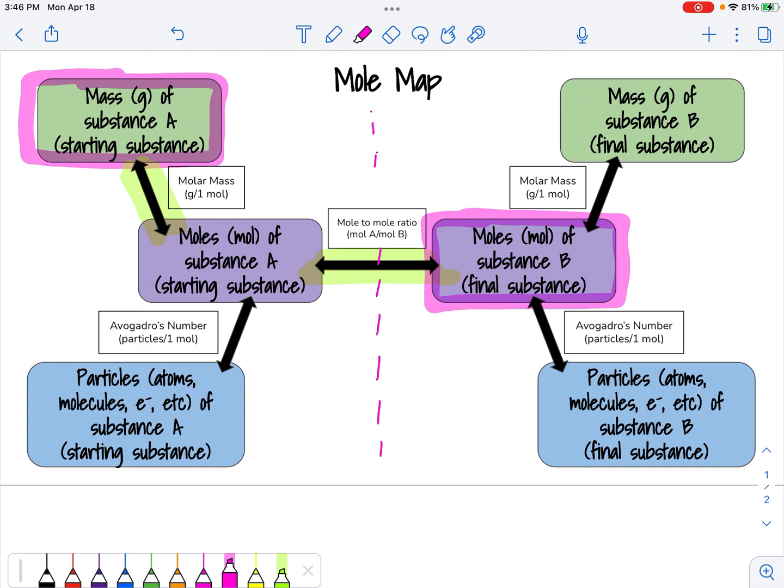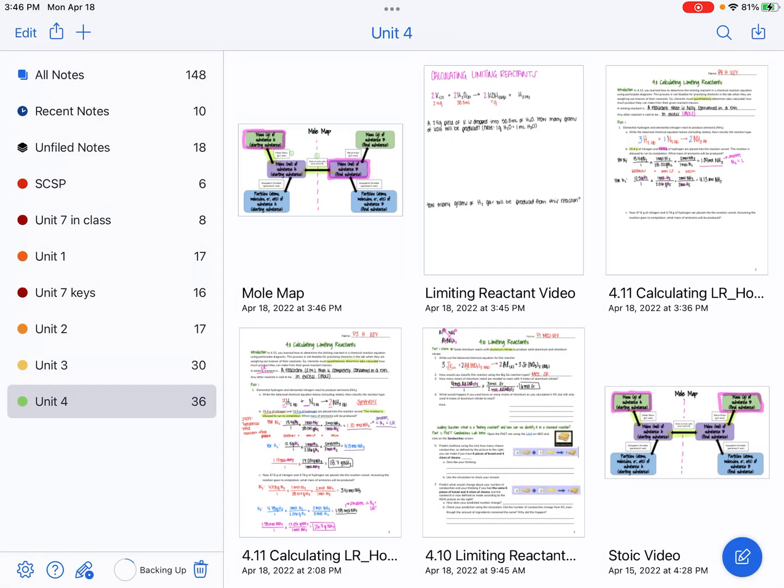So since we go through 2 arrows, we need 2 conversion factors. The first conversion factor is molar mass. The second conversion factor is the mole-to-mole ratio. So let's head back over here.